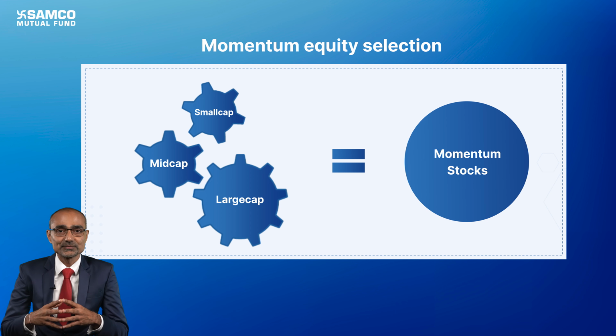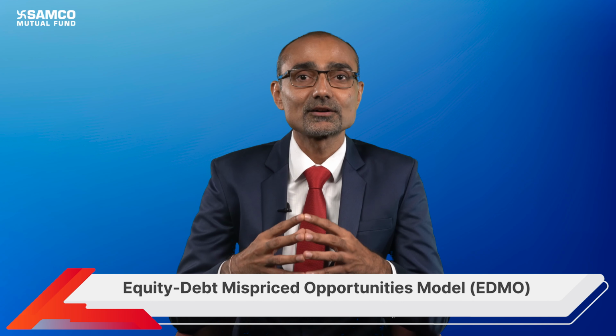For those times when the transformer model signals debt mode, then a mix of AAA, AA plus, AA, GSEC having liquidity and optimum duration will be identified along with the equity debt mispriced opportunity model, EDMO. Let me explain what EDMO is.